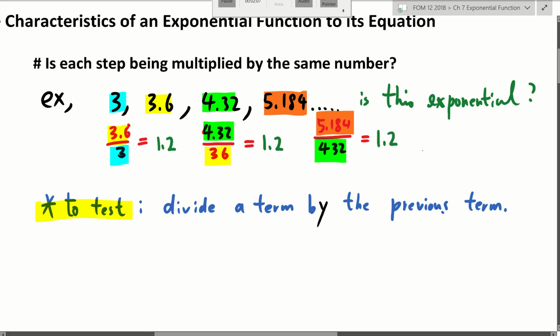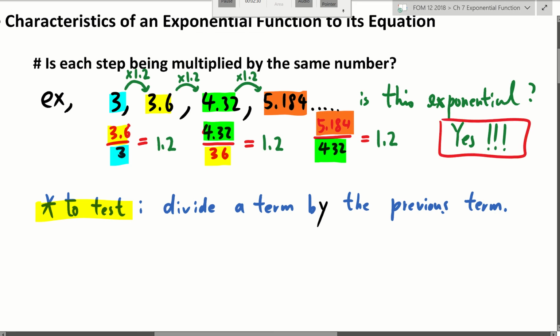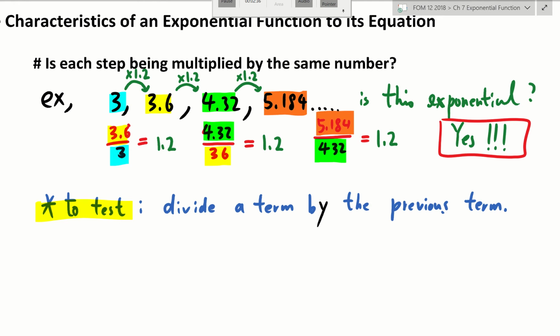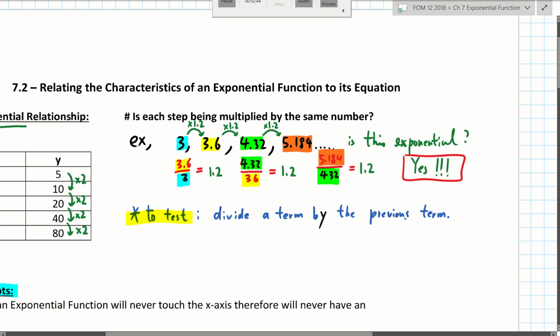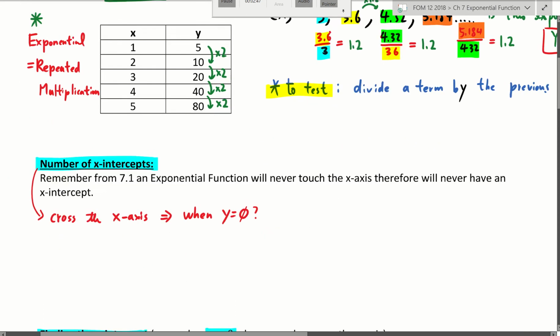So every number going to the next one is actually multiplied by 1.2. If we continue with all the terms, the next term will be multiplied by 1.2 again, and again. So yes, this list is exponential. Now if you did this test and you don't get the same number from every term divided by the previous term, then no, it's not an exponential function. This is how you can check whether a list of data is exponentially growing or not.